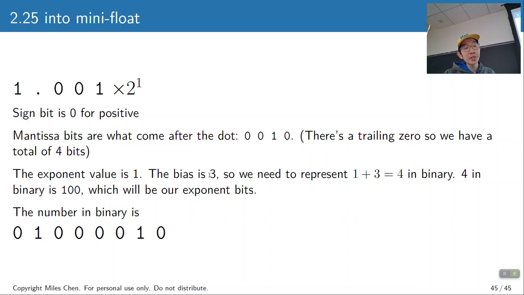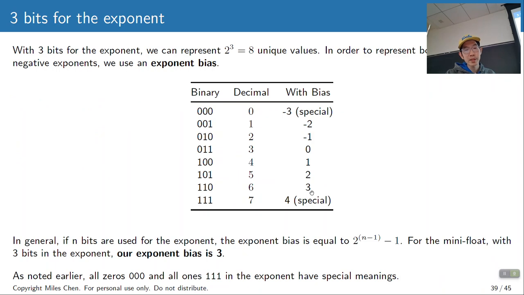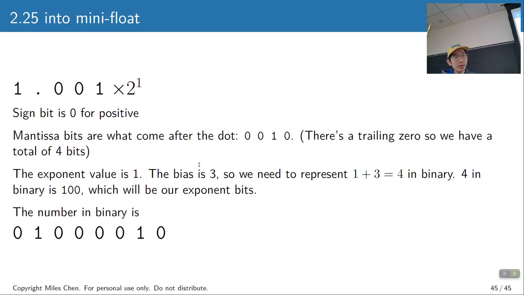And then the exponent value is 2 to the 1, we have a bias of 3, right? So if we want to represent the number 1 in decimal, we add the bias of 3, and that's going to become a 4, which becomes 1, 0, 0. So again, going back to our table here, if our exponent is 1 in decimal, we add the bias of 3, which will get stored as 1, 0, 0. So our number in binary, using our floating point system, 0 for the sign, 1, 0, 0 for the exponent, 0, 0, 1, 0 for the mantissa. And that's going to be the number.